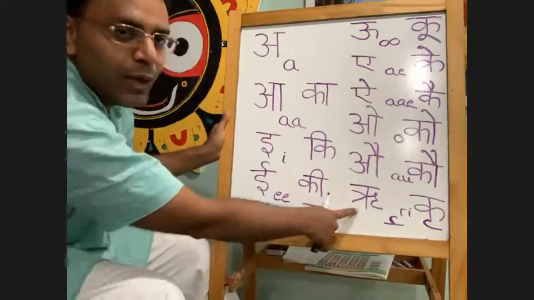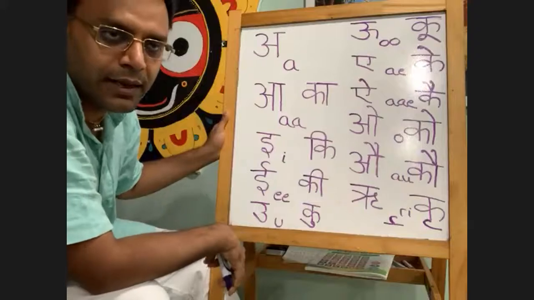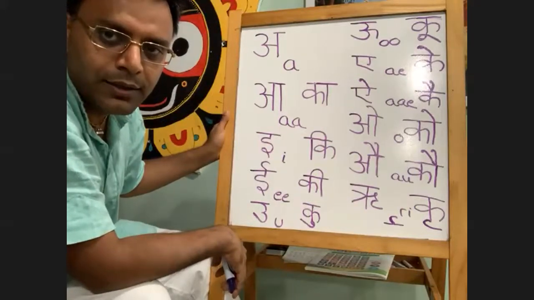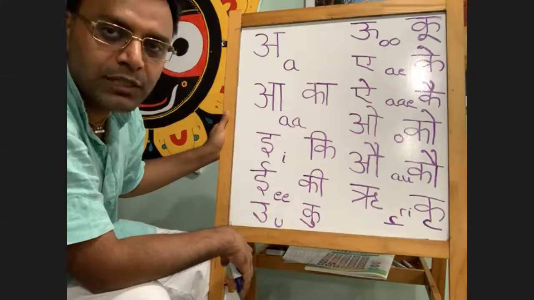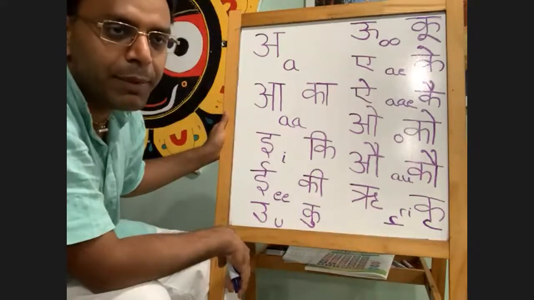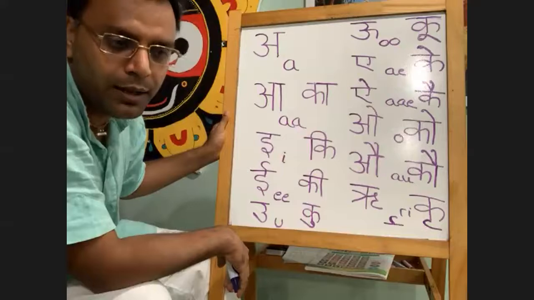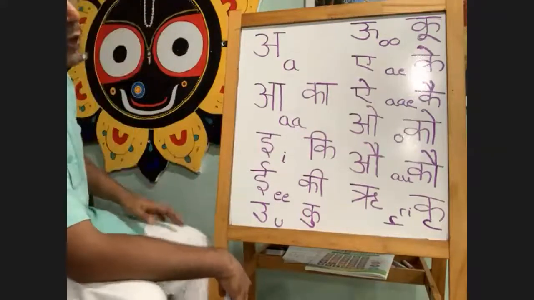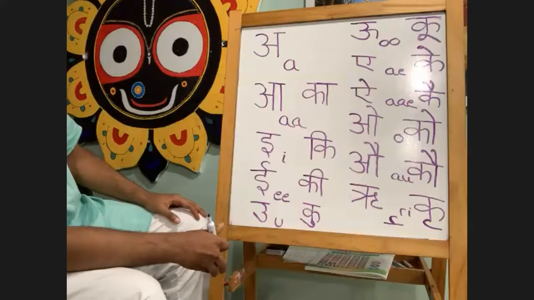If it is added to any other letter, let's say Trishna, it's Ta plus Ri. So we say Trishna with the RI sound. Some people call it Trushna. So it's a little difference in dialect only.